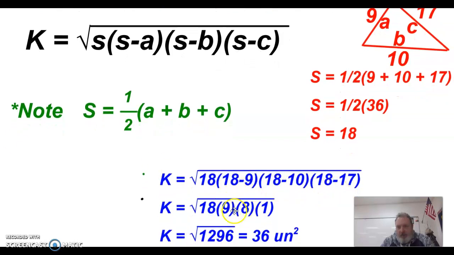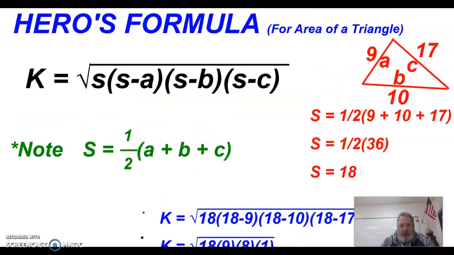I can simplify these here, and when all is said and done, I'm going to get the square root of 1296, which is 36 units squared. So that is the area of our triangle. So again, in brief summary, S is 1/2 the perimeter of the triangle. They've got to give you all three sides. Then you're going to take that S value minus each of the three sides, and you take that product. Once you take that product, take the square root, and you are in business. And again, that is known as Hero's formula.